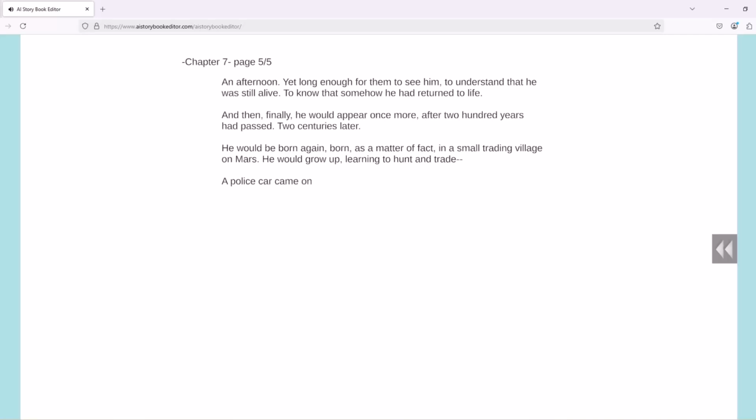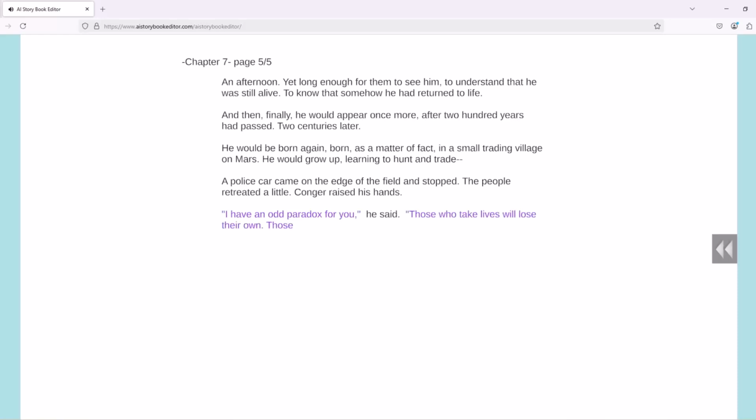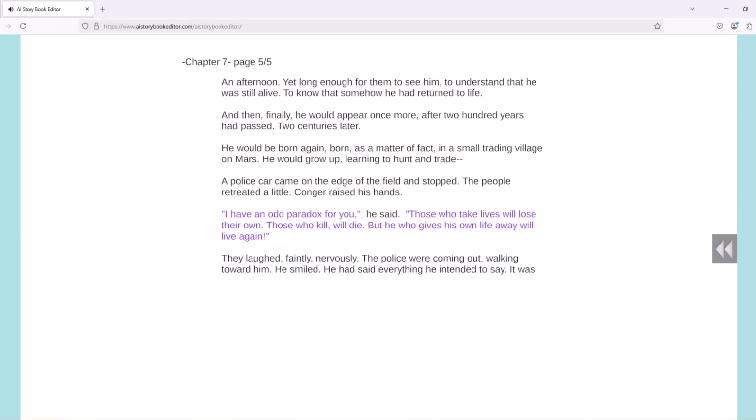A police car came on the edge of the field and stopped. The people retreated a little. Conger raised his hands. "I have an odd paradox for you," he said. "Those who take lives will lose their own. Those who kill will die. But he who gives his own life away will live again." They laughed, faintly, nervously. The police were coming out, walking toward him. He smiled. He had said everything he intended to say. It was a good little paradox he had coined. They would puzzle over it, remember it. Smiling, Conger awaited a death foreordained.